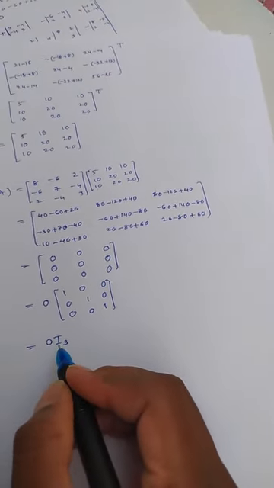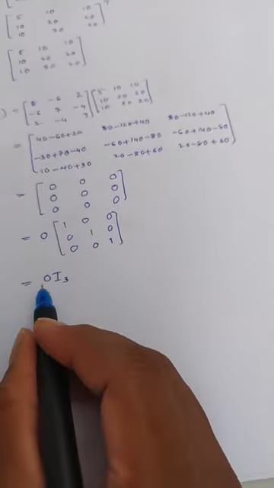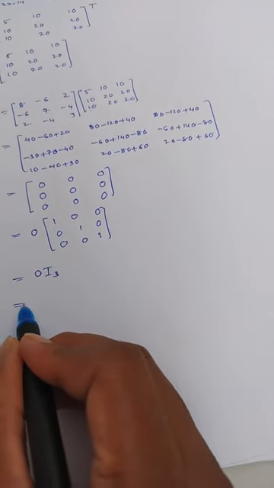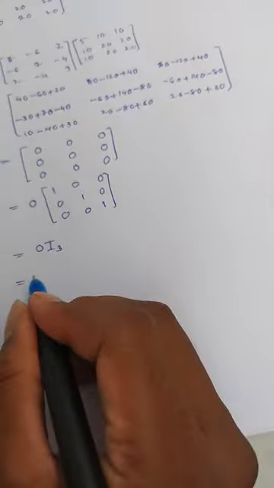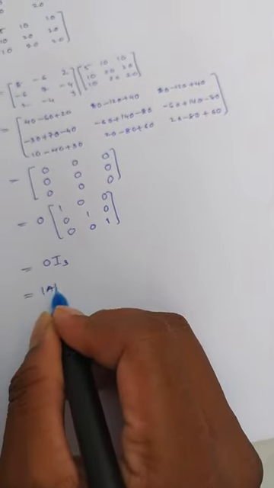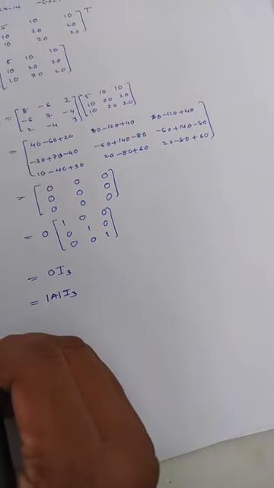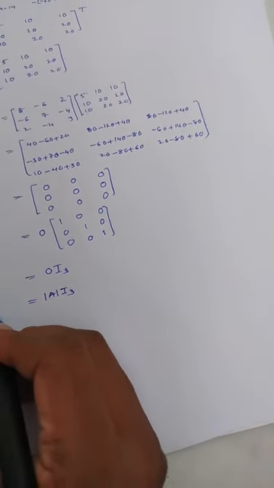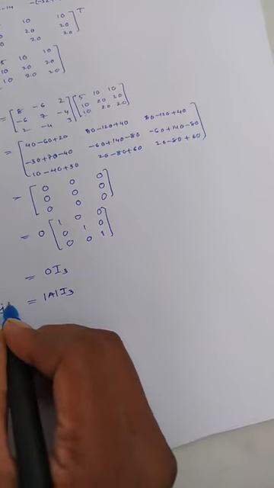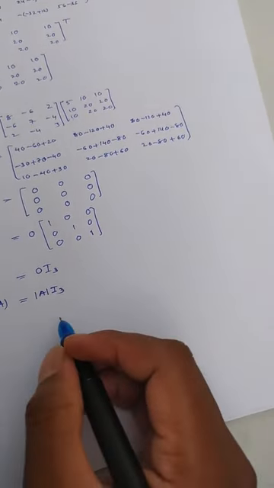I3 is what? Identity matrix. So 0 into I3. 0 is what? Already we got the determinant value is 0. In place of 0, I am keeping determinant of A. So what I got? A into adjoint A equal to determinant of A into I3.